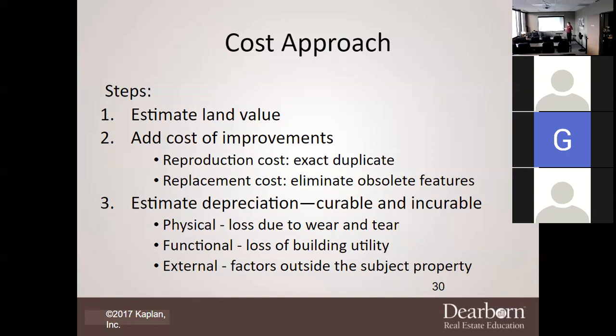Now there's two deals here. There's what's called reproduction costs and replacement. Reproduction is we want the exact duplicate. We want to rebuild that church exactly like it was. Replacement costs is we are going to eliminate features that are no longer, they're obsolete, okay? So in these situations you're going to have two different types of costs. After we figure out what the price would be, so to rebuild this church is going to cost $500,000, okay? Now the land itself is $100,000, so we're at $600,000.